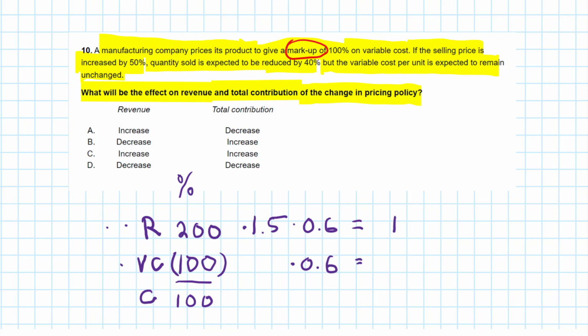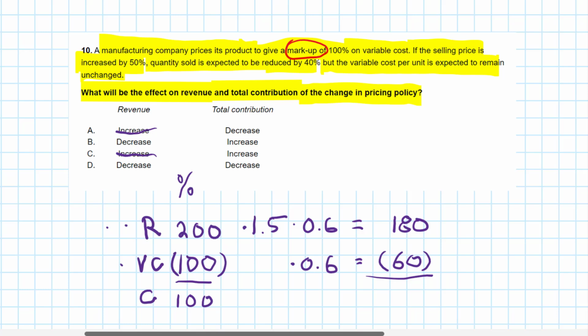That would be 180. So look at that. The revenue dropped. We can eliminate two of them. The variable cost will now go to a 60. And my new contribution will be 120. So have a look at that. Contribution actually increased. So the correct answer, everybody, is B.